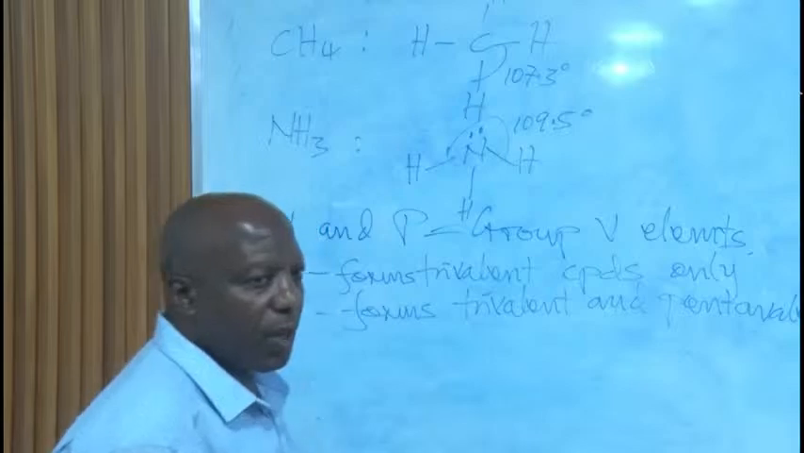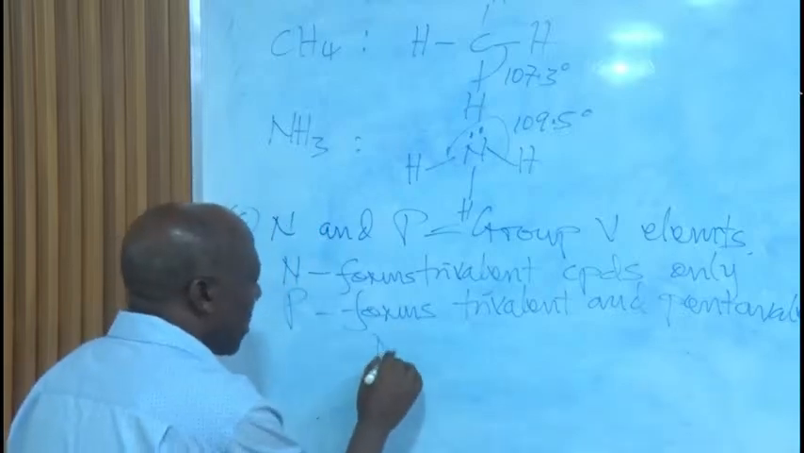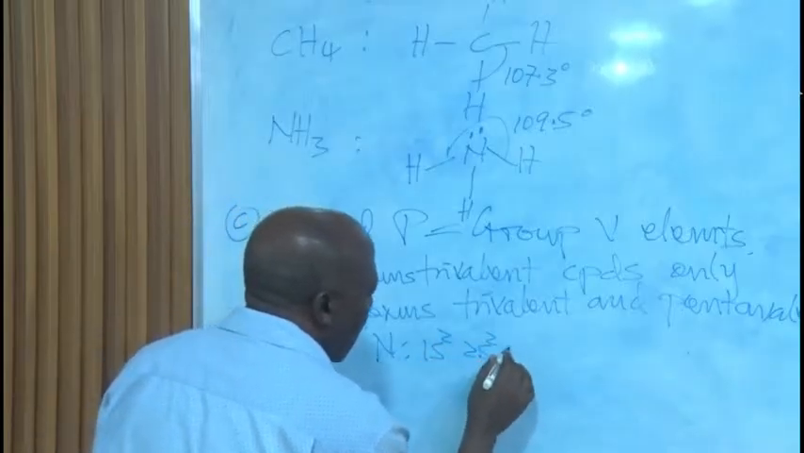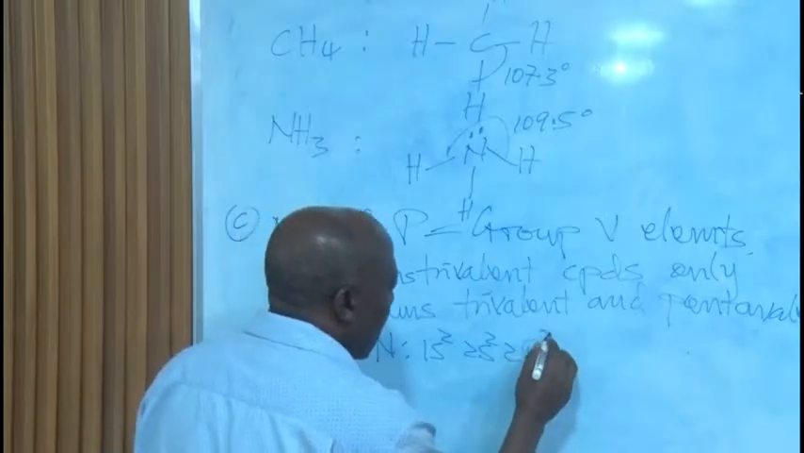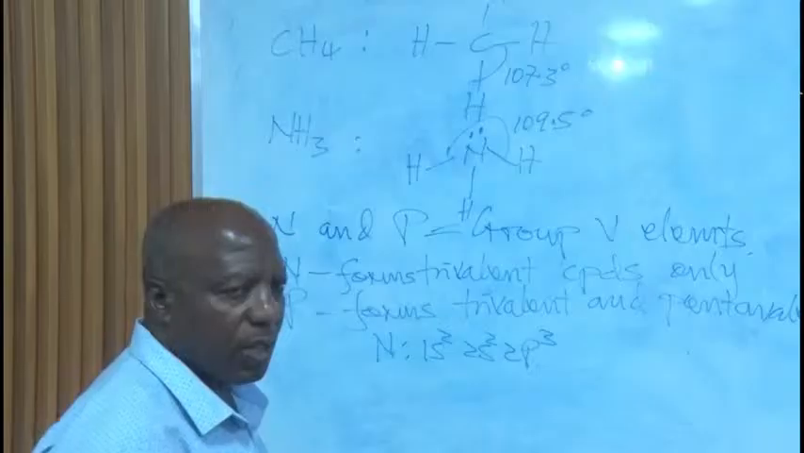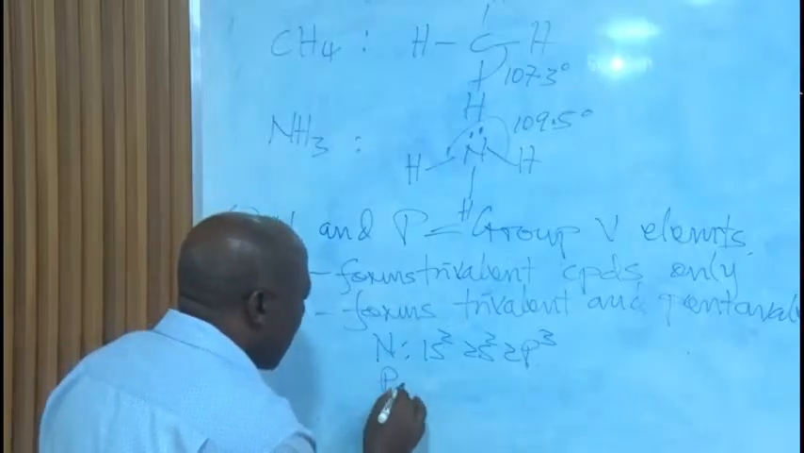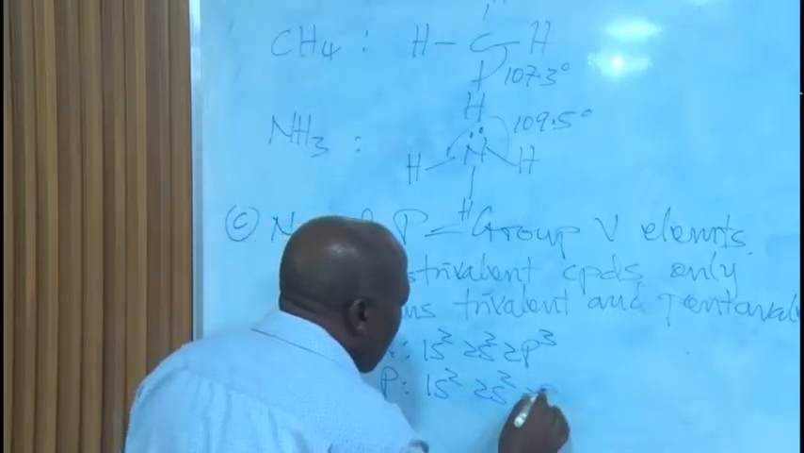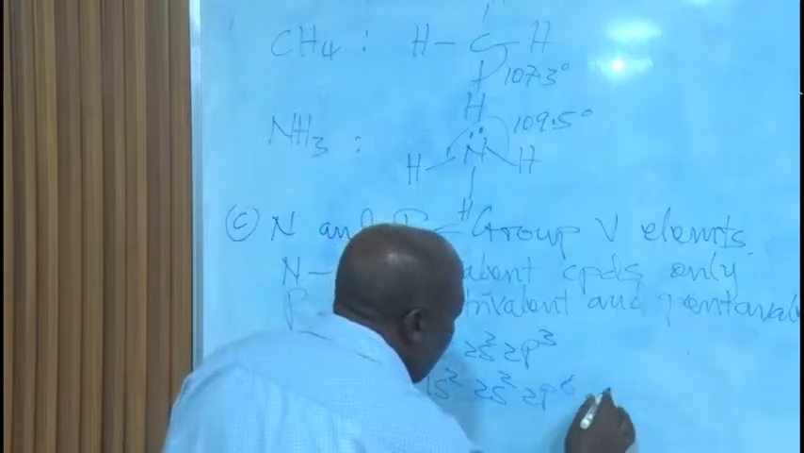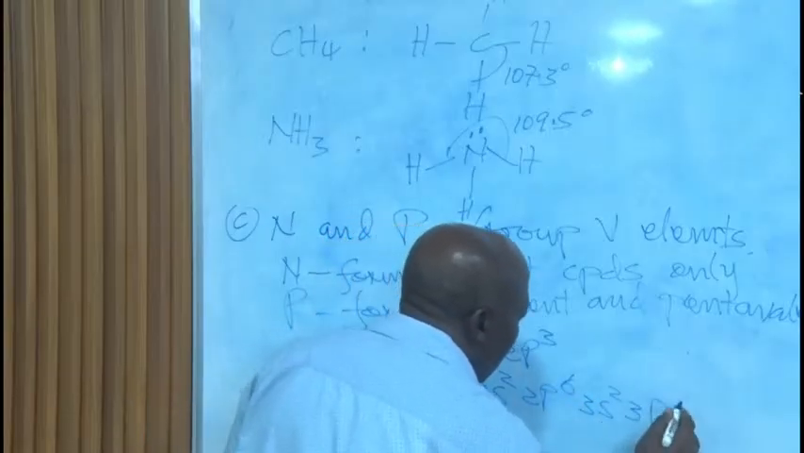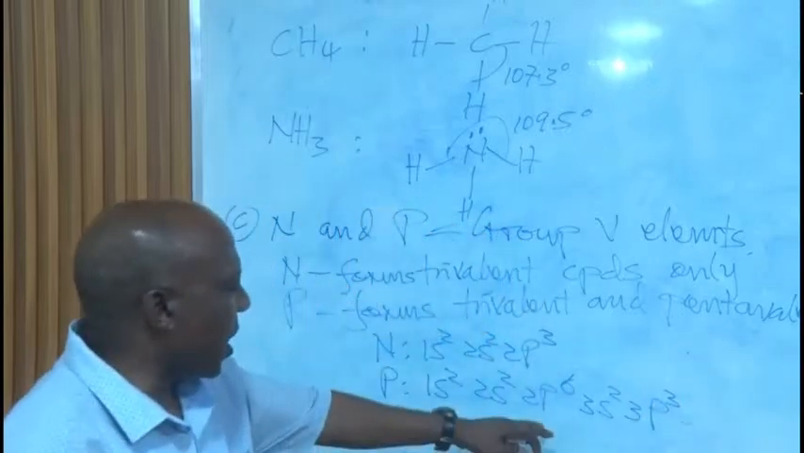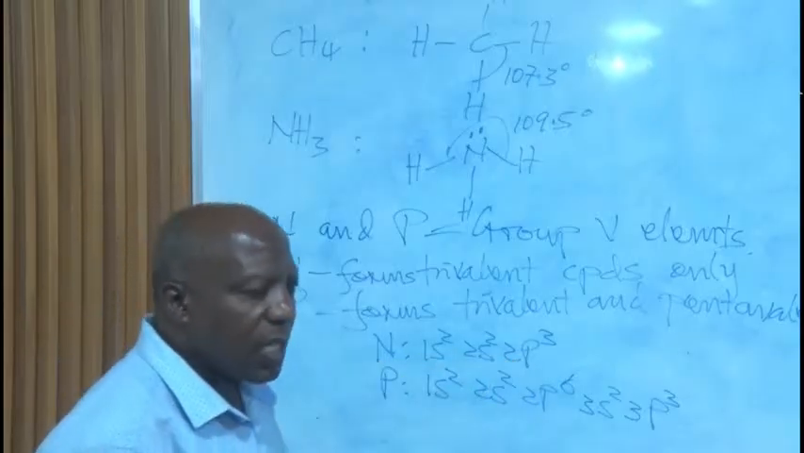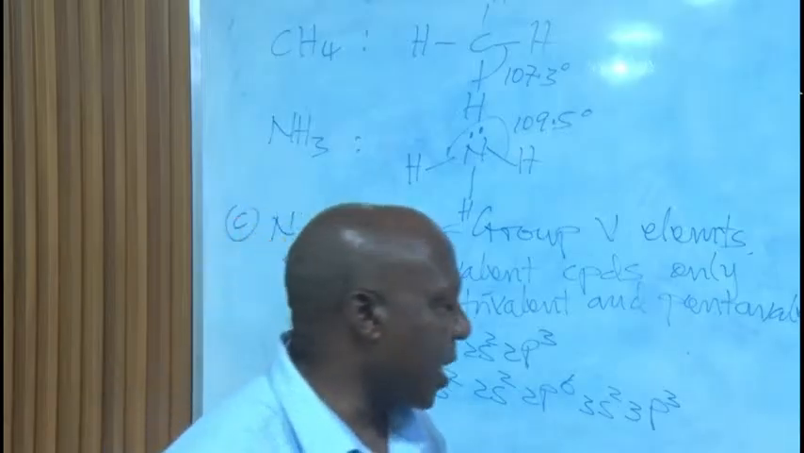Now the reason is that if we write the electronic configuration of nitrogen, this is 1s2, 2s2, then we have 2p3. And the electronic configuration of phosphorus is 1s2, 2s2, 2p6, then we have 3s2, 3p3. According to these electronic configurations, in nitrogen we don't have a third energy level.